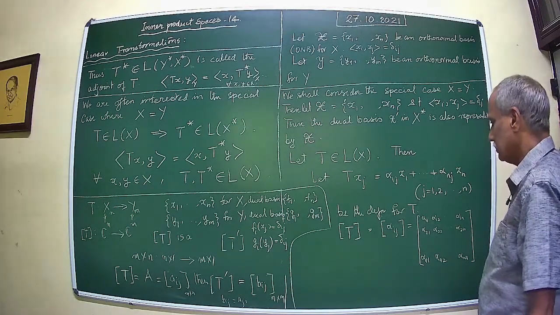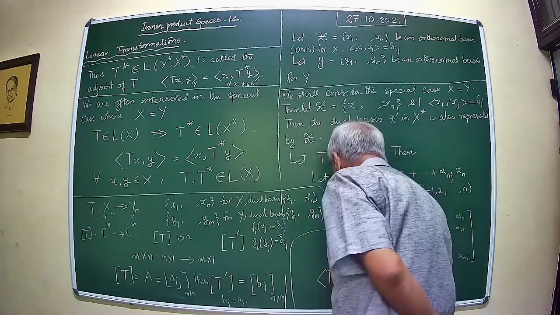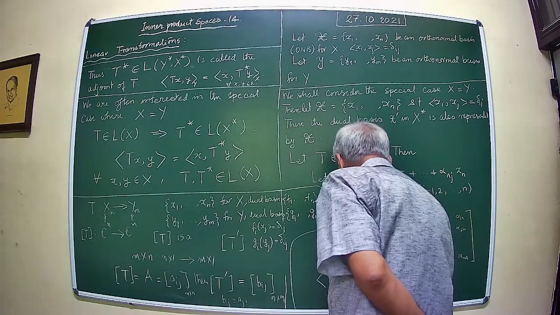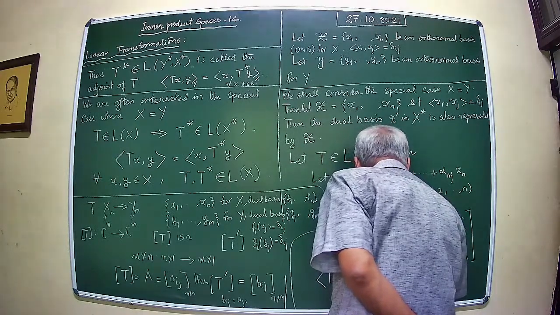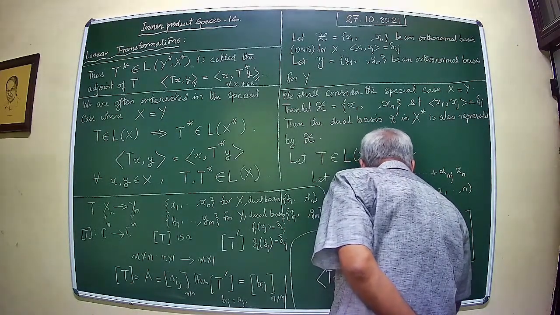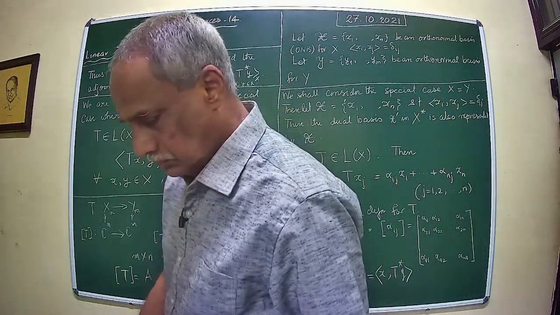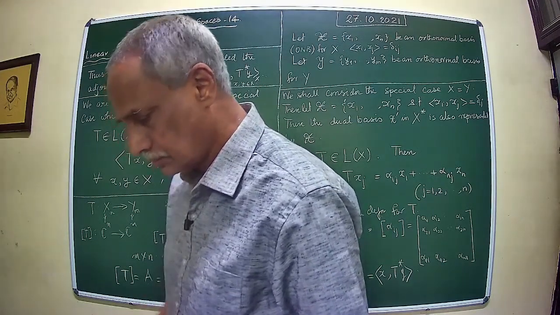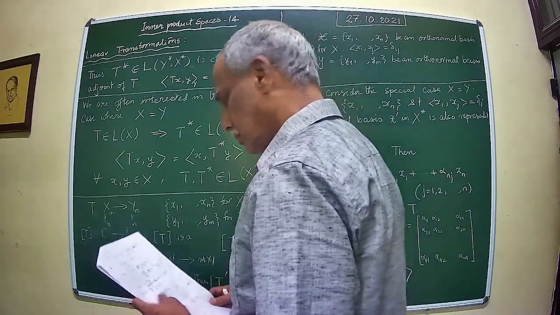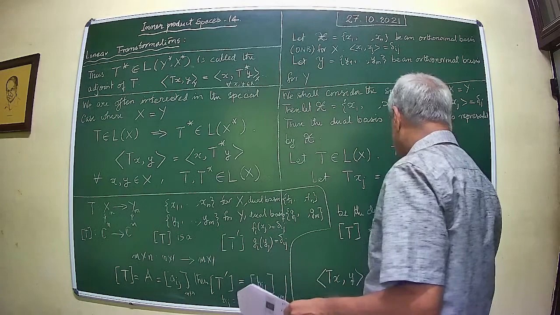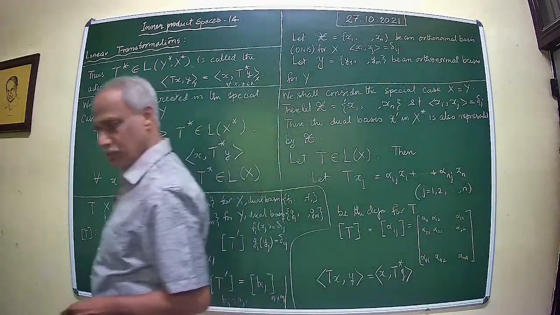And what you have is this. How is T star defined? T star is defined like this. This is the inner product that you have in X. So on both sides you have the inner product in X. Now you make the computation.